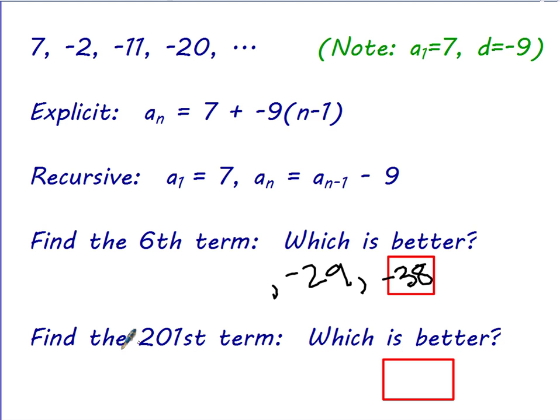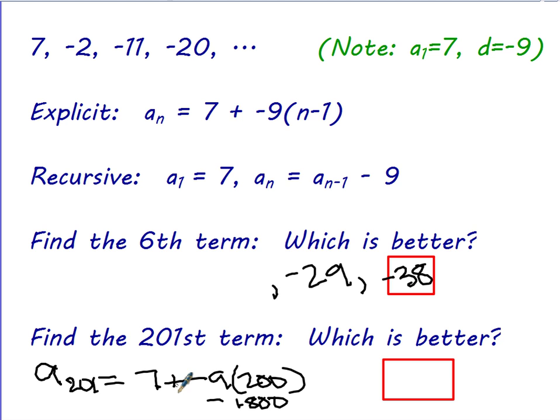But to find the 201st term, I definitely don't want to write out the sequence recursively. I'd rather use the explicit formula. So I would have a sub 201, right? Go through all of this. 7 plus negative 9 times 200. Negative 9 times 200 gives me negative 1800. Adding that to 7 gives me negative 1793. And that would be the 201st term in my sequence.